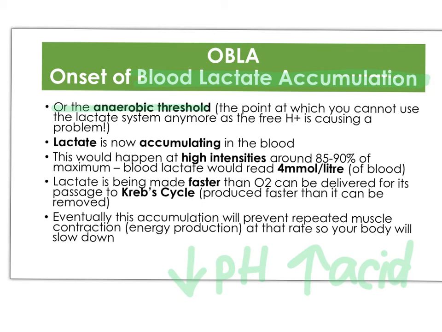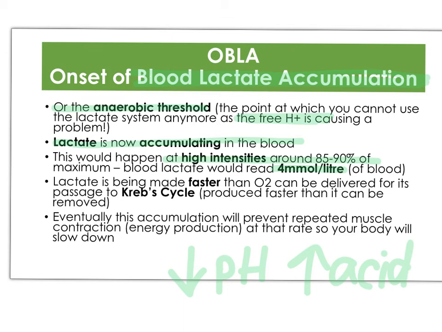of moderate exercise. The problem with this is the hydrogen, and this is what's really causing the decrease in pH. But we now have lactate accumulating in the blood with this hydrogen. So this happens at high intensities of around 85 to 90%, where the blood lactate would read around 4 millimoles per litre of blood. This is when we start to have a problem.